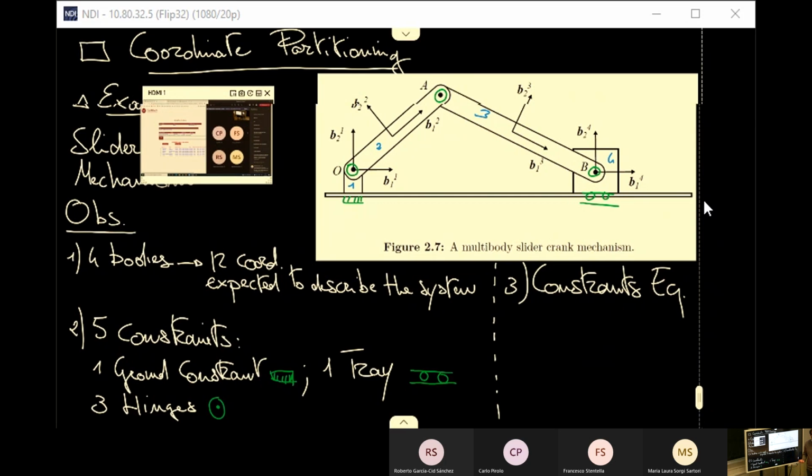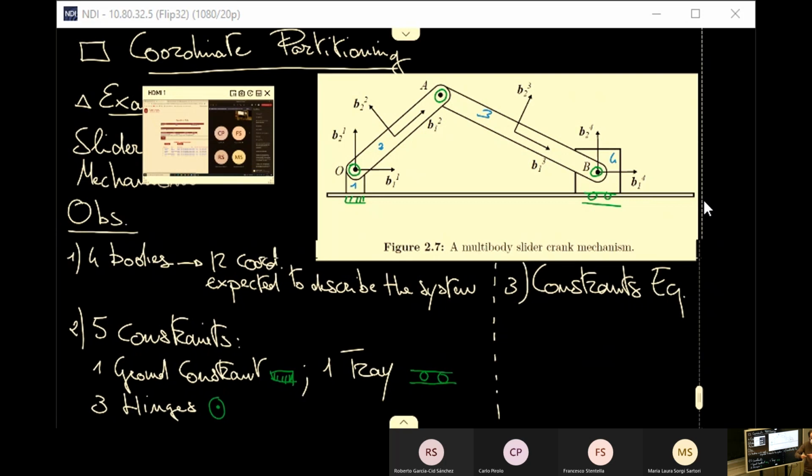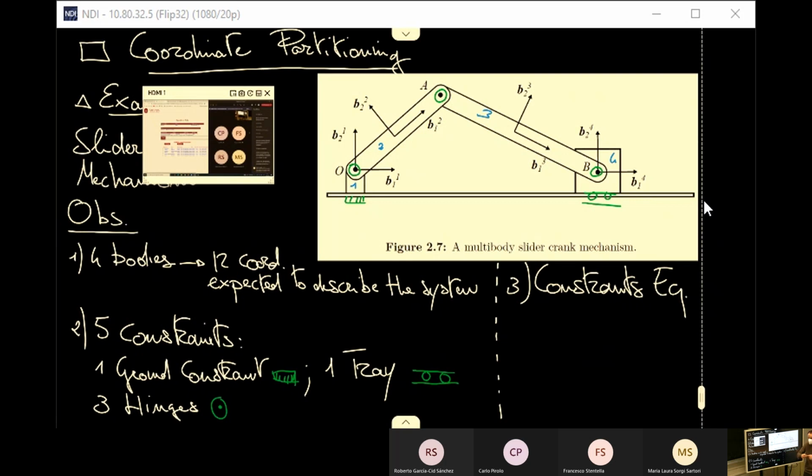Well, 11. Why 11? It's easy. Here we have the fixed one, which removes all possibility to move, so it's 3. Then we have 2 for each hinge, because the positions of the 2 points of the 2 bodies must coincide, so we have to enforce an identity condition for the position. So it's 2 equations, 2 equations, 2 equations. And then here, how many? It cannot rotate and it cannot go up and down. It can only slide. 2 more. So if you add it up, it's 11.